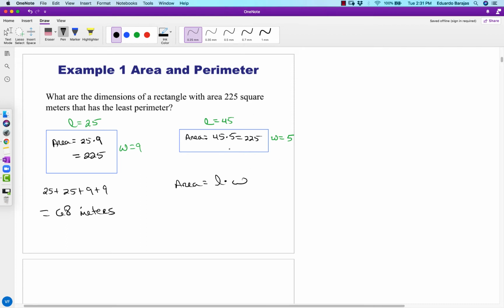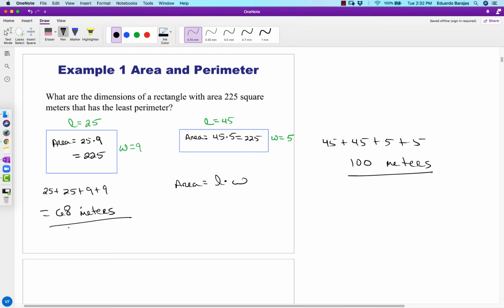Whereas over here, to build this rectangle, we would need 45 plus another 45 plus another 5 plus another 5. Right? So 45 this way, 45 that way, 5 and 5. A total perimeter around our rectangle of 90 plus 10 equals 100 meters, versus 68 meters. So this shape over here takes up less perimeter. It has a smaller perimeter and traps the same amount of area as this one.